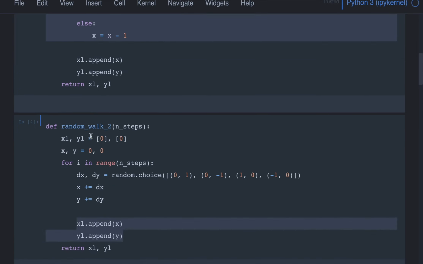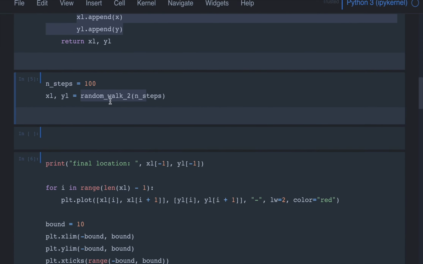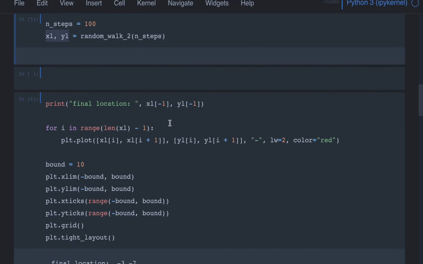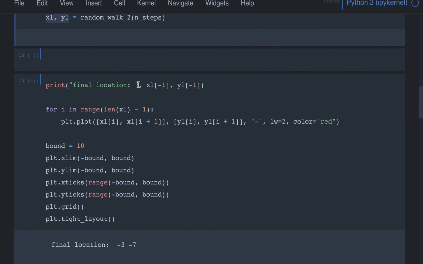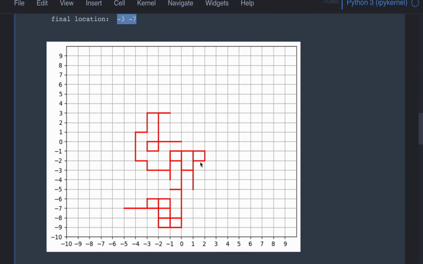Now either we can call this random walk 2 or random walk. Both will give the same results, right? And then we have these 2 lists. Now let's plot these lists to see how the person has moved. Okay. Now the final coordinate will be the last element in this X list and Y list, right? So in this case, it happened to be -3, -7. So the person has started at 0, 0, which is this coordinate, and then ended up at -3, which is this one, and -7. Okay. So the person ended up here.